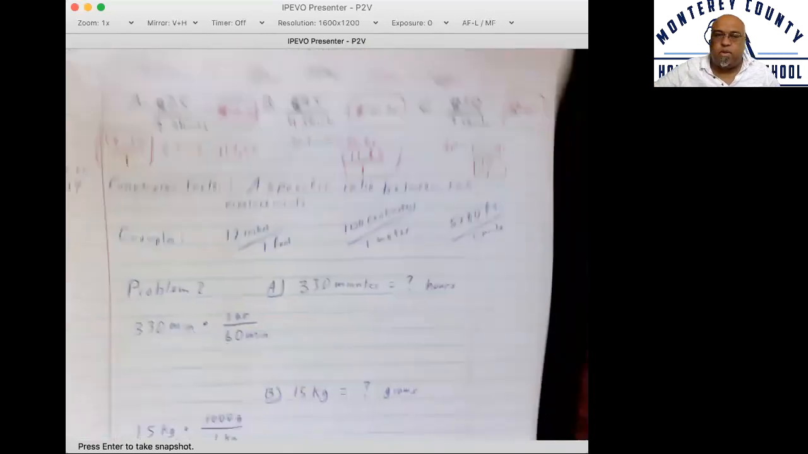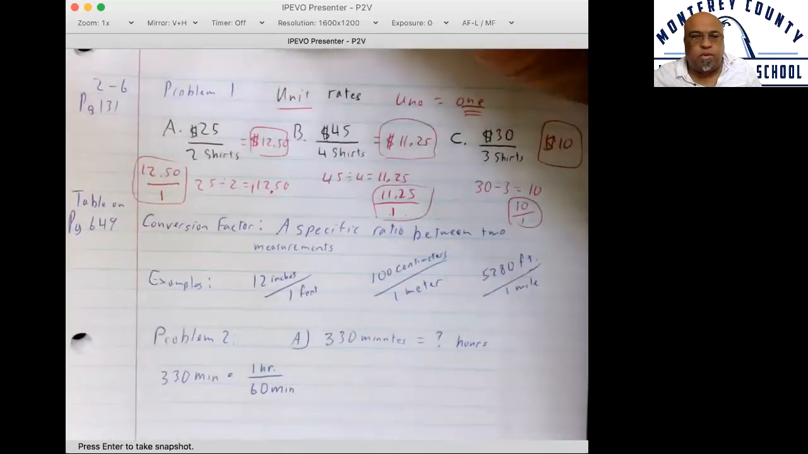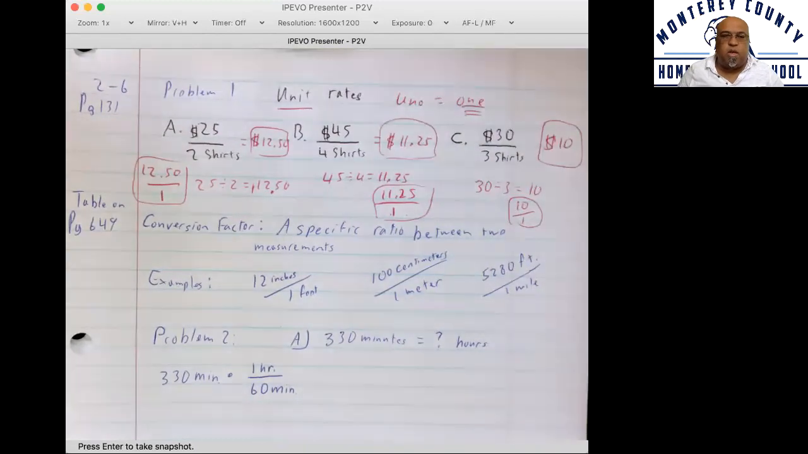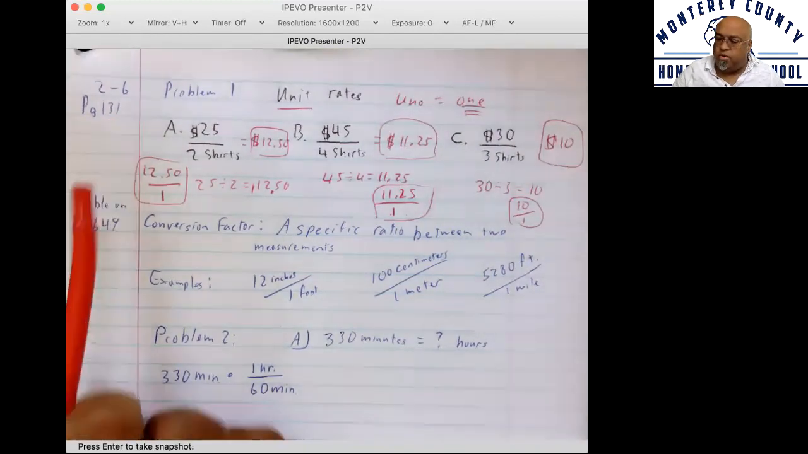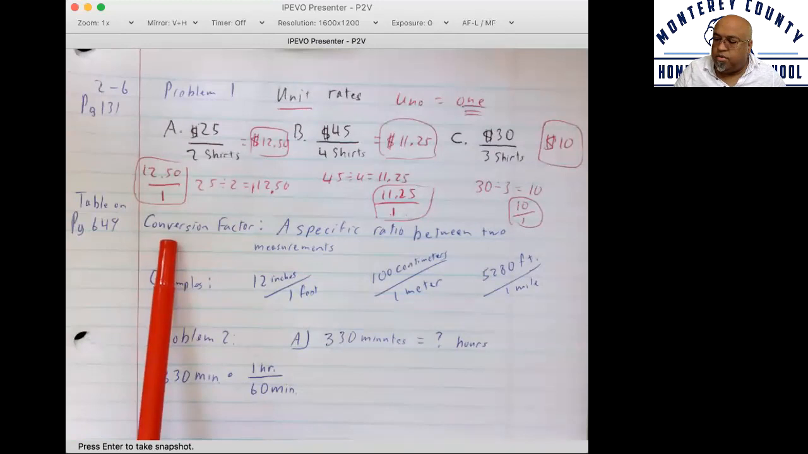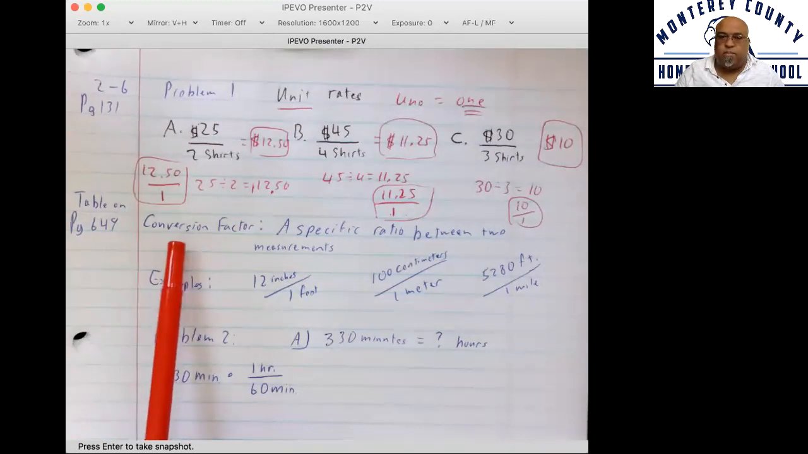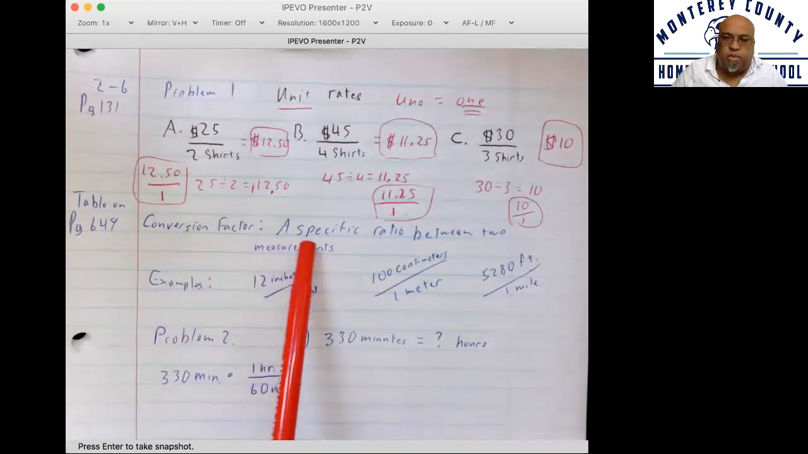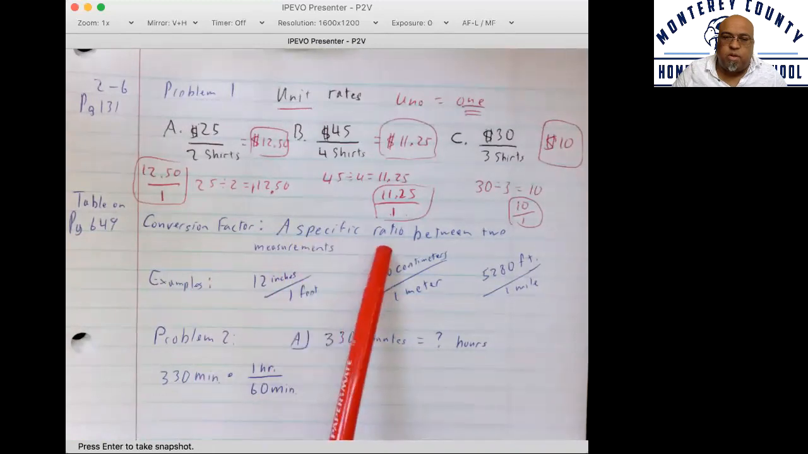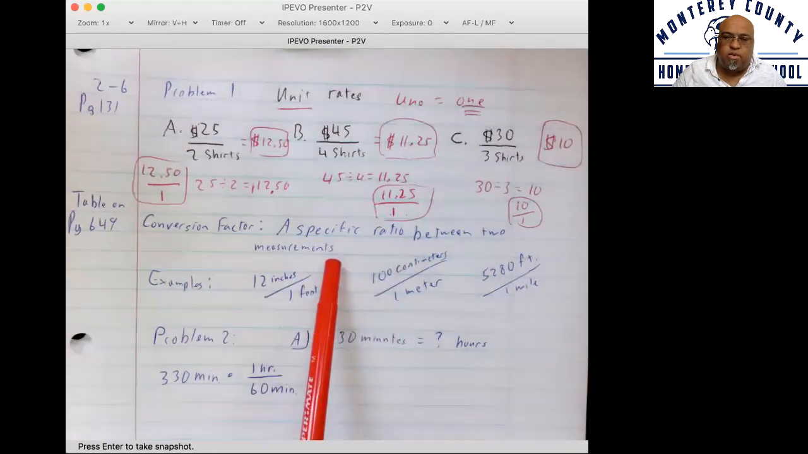Now, let's continue on with lesson 2.6. This lesson's on page 131. I'm going to go over the words conversion factor. Conversion factor is a special ratio between two measurements, or a specific ratio.